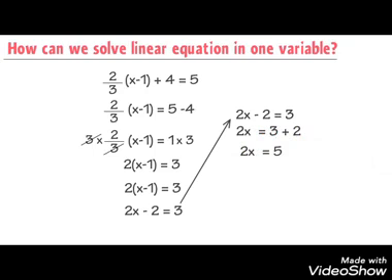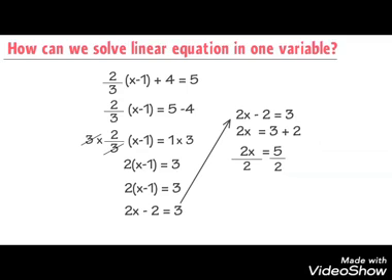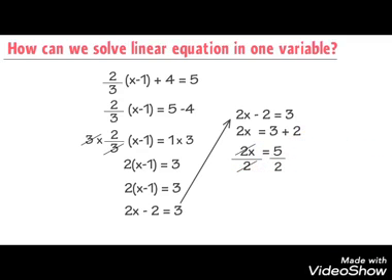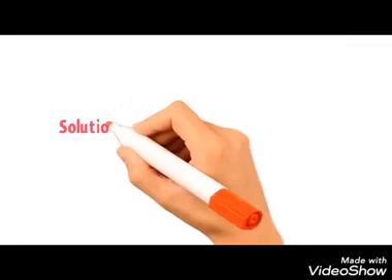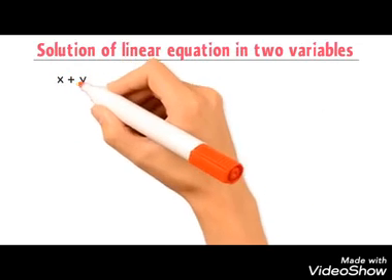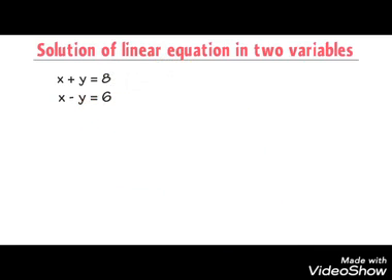So dividing both sides by 2, 2x divided by 2 is equal to 5 divided by 2. 2 and 2 are again cancelled out. As a result, we get x is equal to 5 divided by 2. Now let me teach you the solution of linear equation in two variables. For example, x plus y is equal to 8 and x minus y is equal to 6.